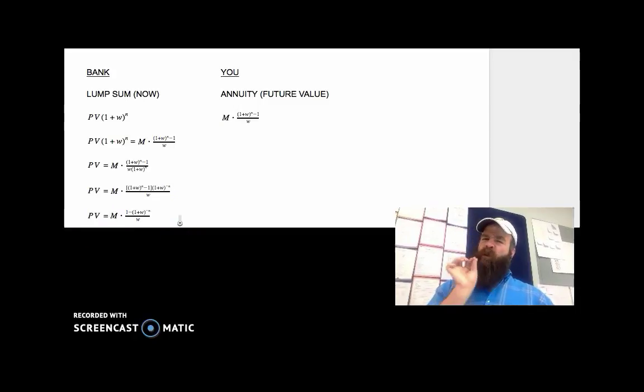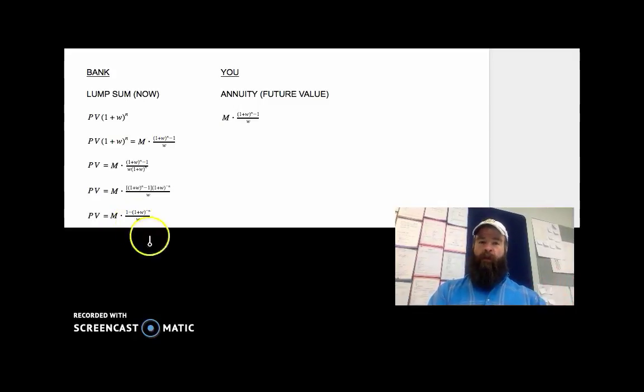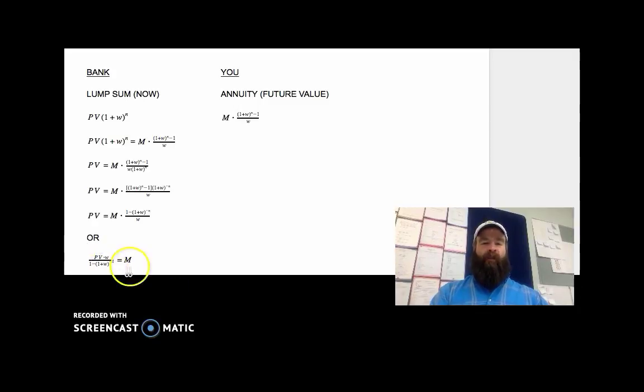A lot of times when you go on the web, most people are interested in knowing how much they're going to have to pay per month rather than the present value, when they know all the other stuff. So you'll often see this formula manipulated where M, the monthly payment, is by itself. To make that happen, I would have to take both sides of this equation and divide by this fraction. Remember, dividing by a fraction is the same as multiplying by the reciprocal. So when I multiply both sides by the reciprocal, I get this formula.